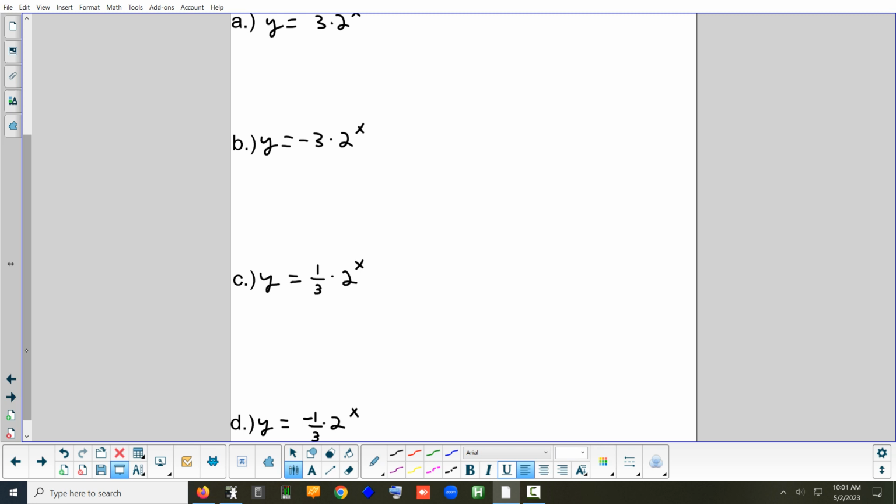So it's always 2 to the x, but the numbers in front are 3, negative 3, 1/3, negative 1/3. Take a couple minutes and see if you can figure out the sentence you would write down to describe each one of those. No graphing, and you don't have to do a table. You're just writing a sentence to compare them.